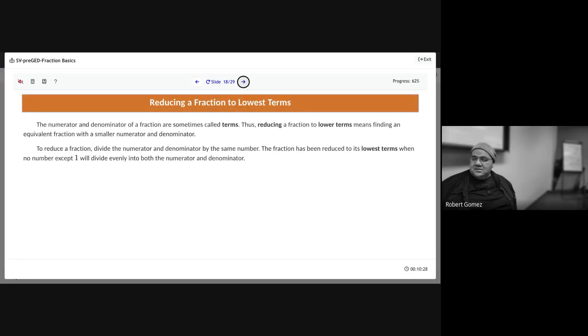Okay, so let's talk about reducing fractions to lowest terms. This is simplifying, right? Or reducing. When you are working a fraction problem and your answer is a fraction, you're going to ask yourself, can I reduce this? Can I simplify it to its lowest amount? That should be the last thing.